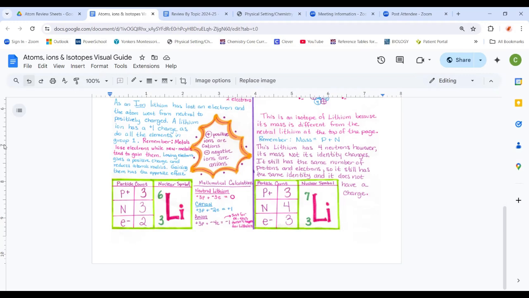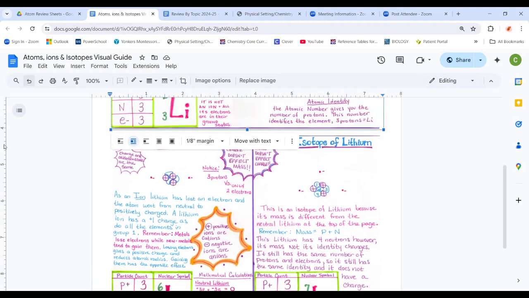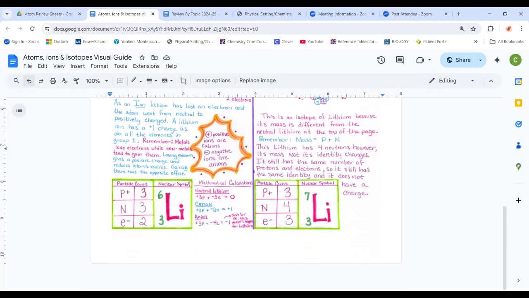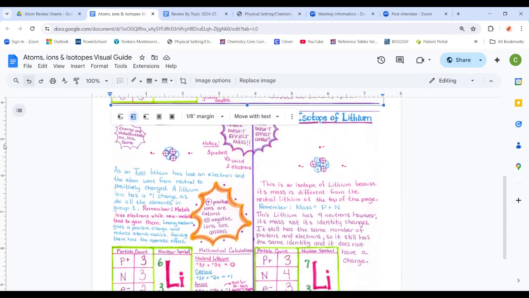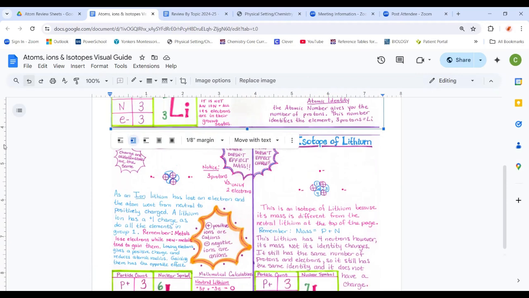Negative ions are anions. So in these little tables, what I'm showing you is how the subatomic particles change when I'm dealing with these different definitions. In an ion, the subatomic particle that's changing is my electron number. In an isotope, the subatomic number that's changing is my neutron number. Here you're going to see it has the same number of electrons as it did over here, but it's my neutron number that's changing. So lithium can have a different number of neutrons. In fact, there's a couple of different isotopes of lithium. So this is lithium-7.